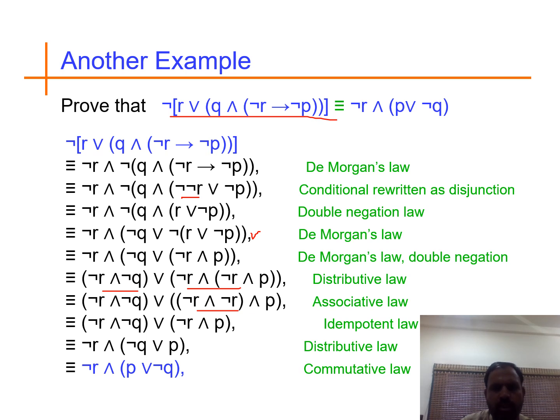Now again, using the distributive law on this step, we find negation of R and negation of Q or P. So by using the distributive law on this step, we get this one, and in the second last step we use the commutative law, so this will be the right hand side. You can see that it's very important. You have to remember all the logical laws.